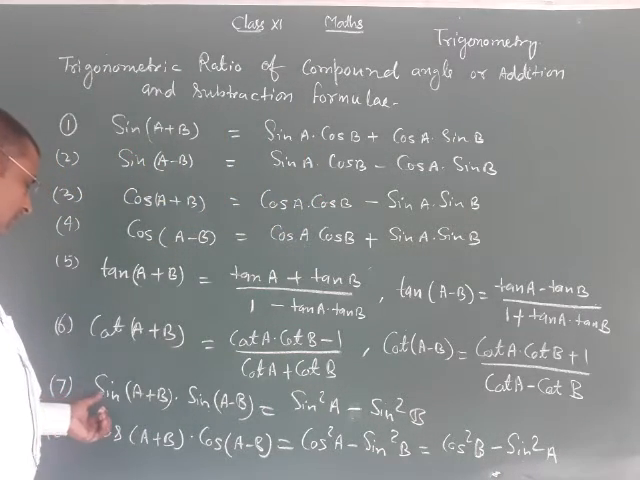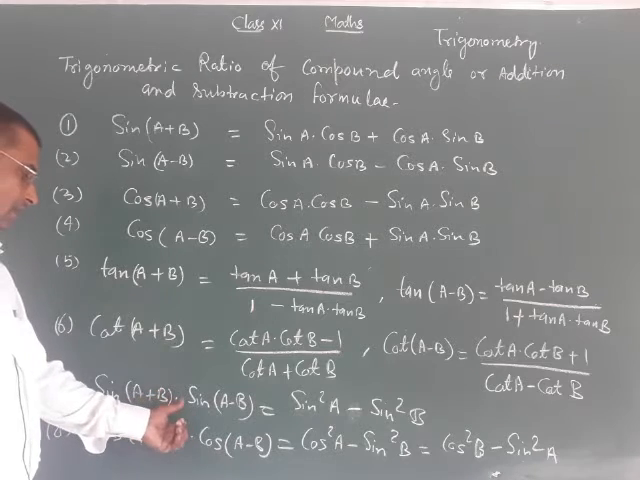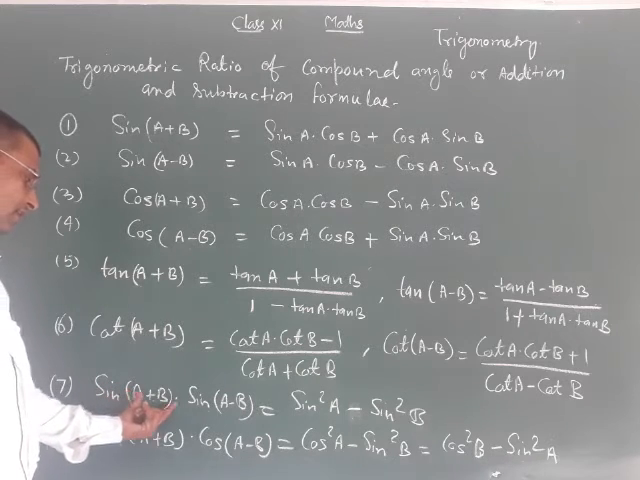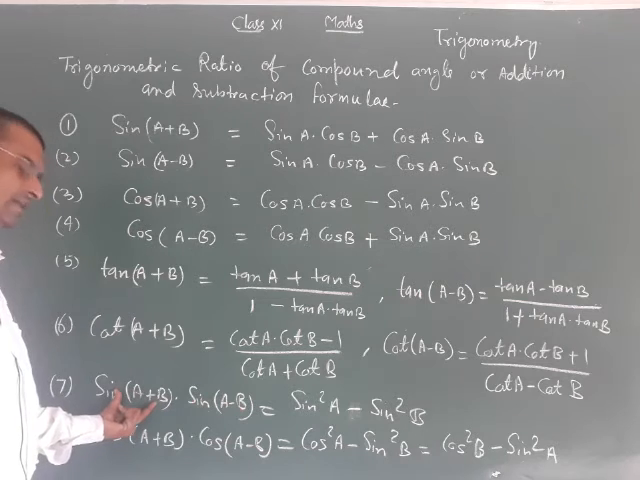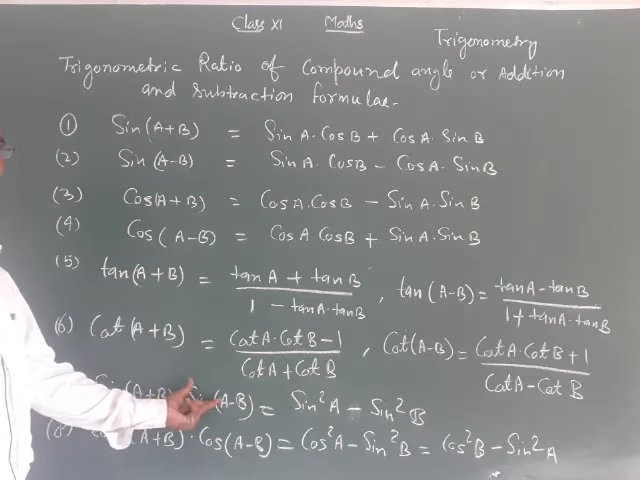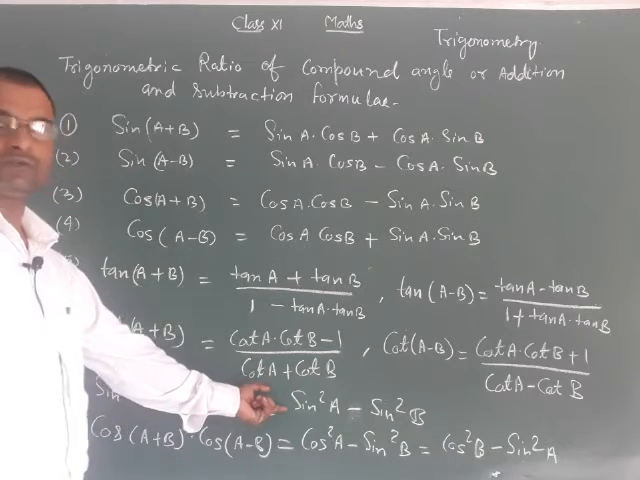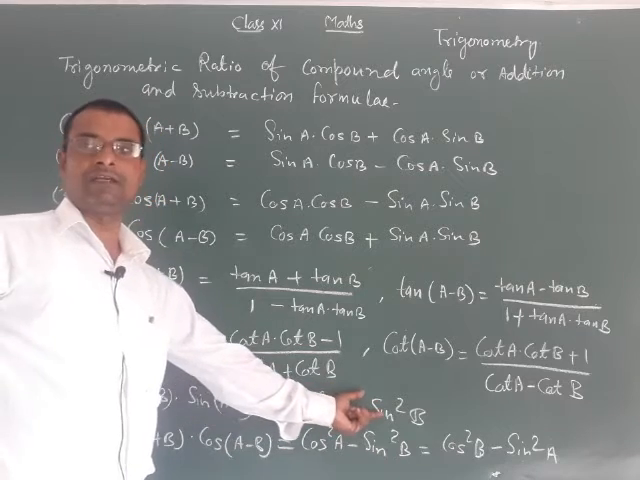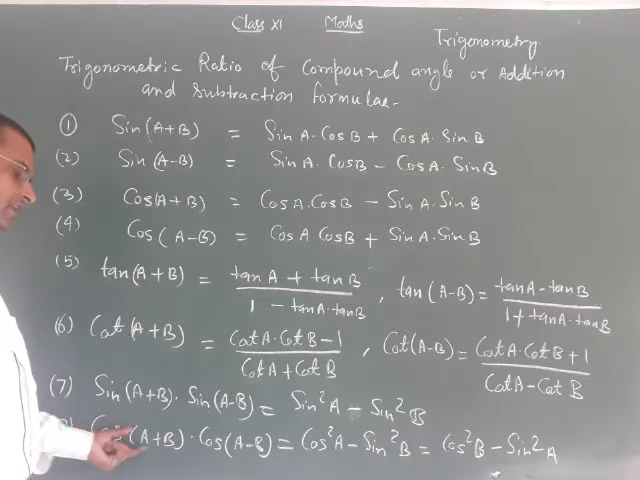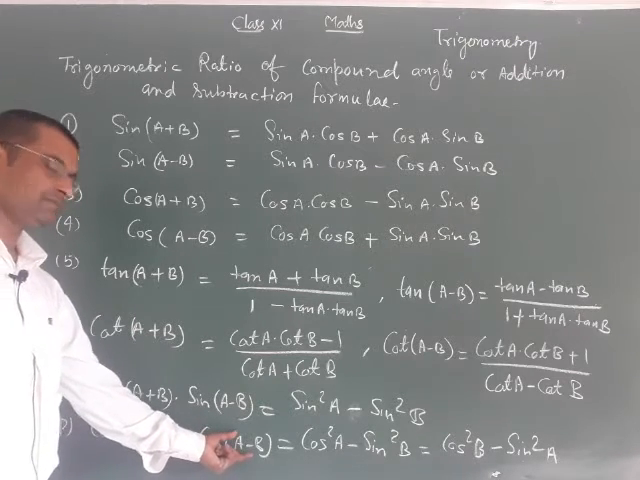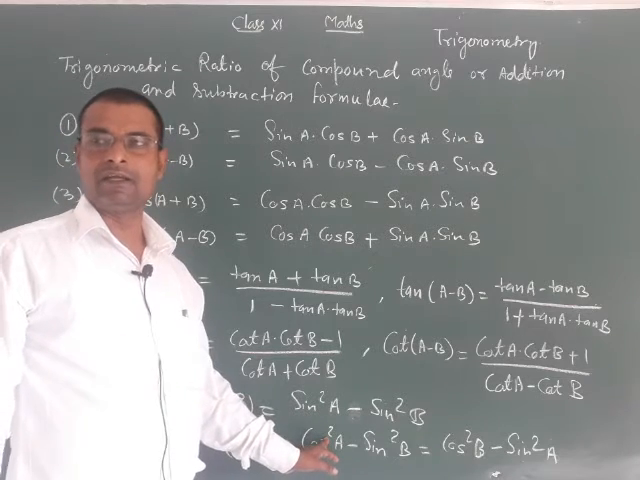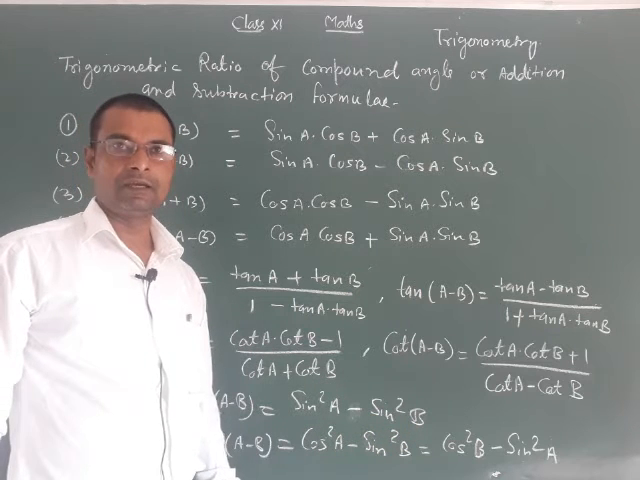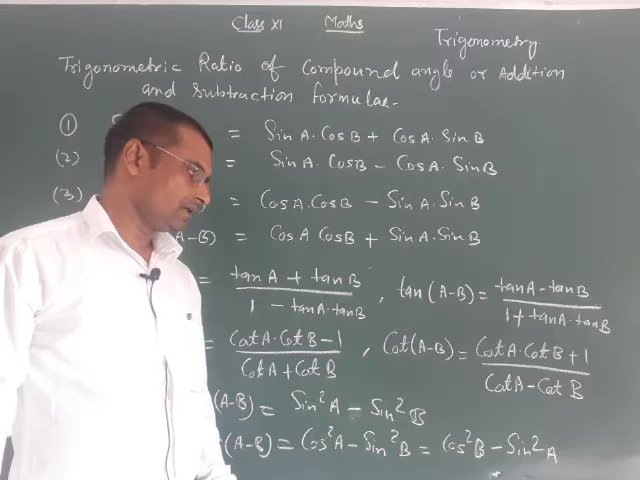And also seventh, sin(A plus B) into sin(A minus B), sum of two angles and difference of two angles, is equal to sin square A minus sin square B. And cos(A plus B) into cos(A minus B) is equal to cos square A minus sin square B, also cos square B minus sin square A.